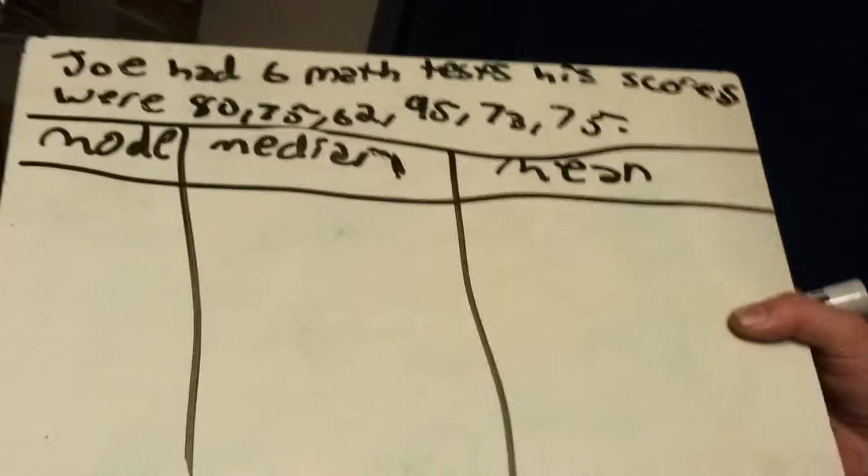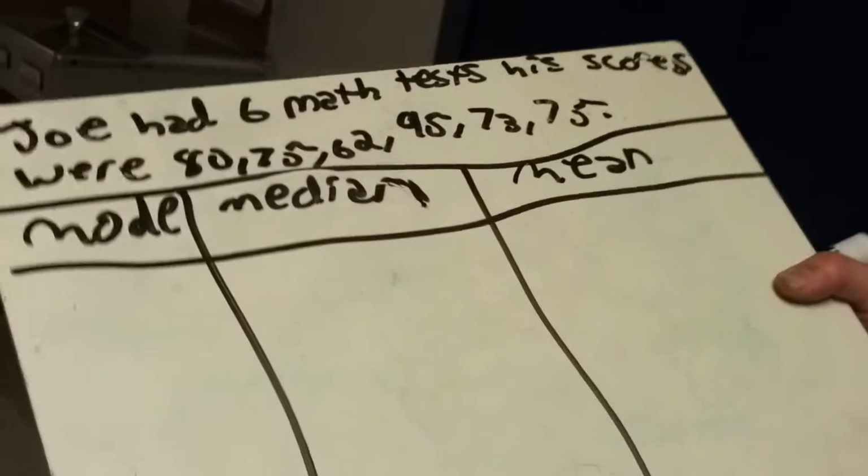Let's get started. Okay, we have question number one right here. And it is, Joe had 6 math tests. His scores were 87, 5, 6, 2, 95, 83, and 75. We're going to find the mean, median, and mode. Okay, let's do that, Zoe.